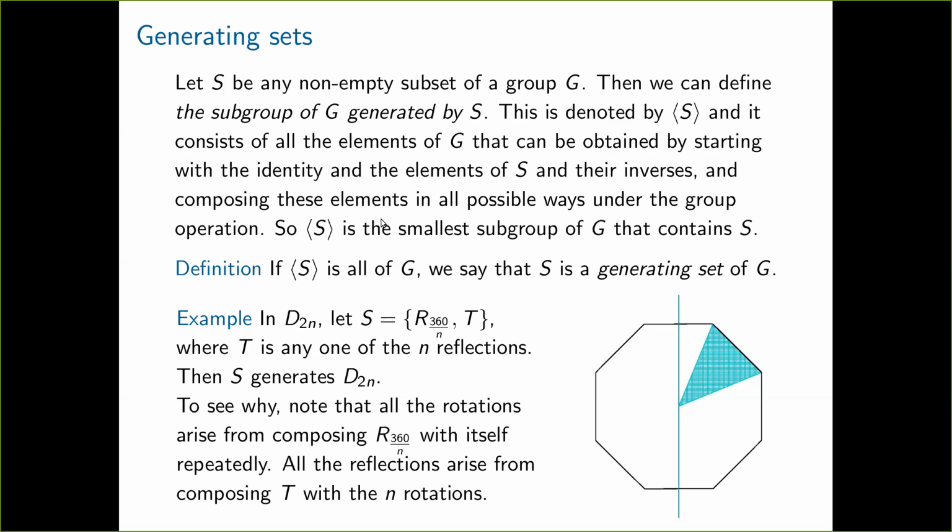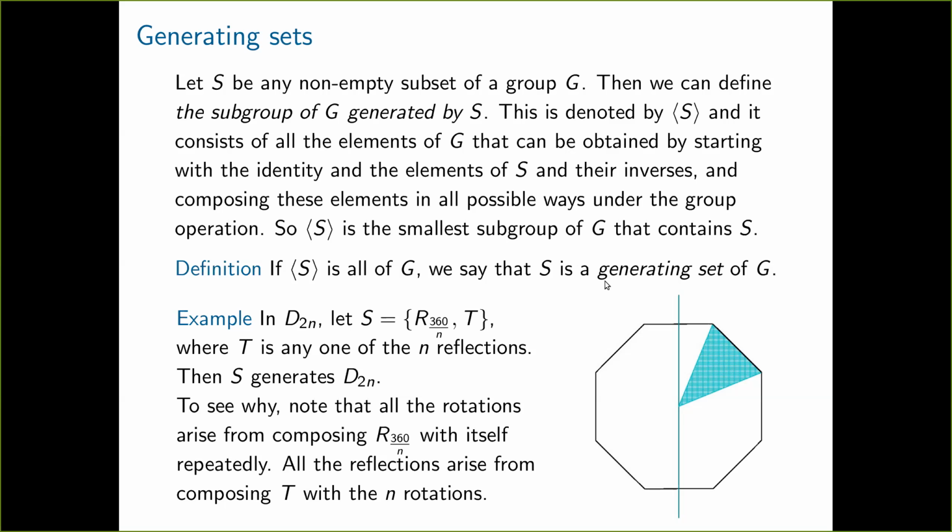So a key definition here is that if you have a subset S with the property that the subgroup that it generates is the entire group, then you say that S is a generating set of G. Okay. So if G is cyclic, it would have a generating set consisting of a single element. If it's not cyclic, it won't have that property. If it's not abelian, it can't be cyclic. So it can't have a generating set consisting of just 1 element.